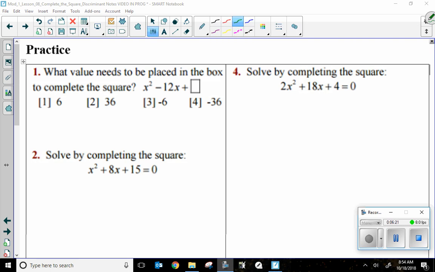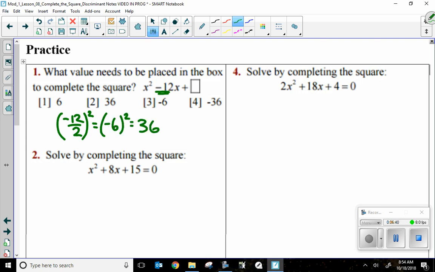What value needs to be placed in the box to complete the square? All right. So what is the brain trust? What do I do to complete the square? I take my b value, negative 12. I cut it in half, and then I square it. So that's negative 6 squared, which is a positive 36. I would have to have 36 here to complete the square, and that's choice 2.